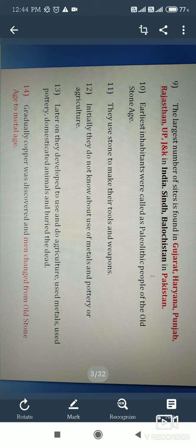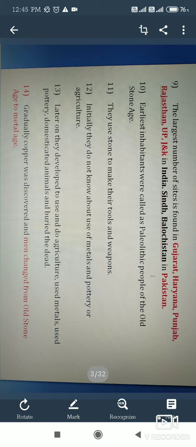Point number 13: later on they developed to do agriculture, use metals, use pottery, domesticate animals, and bury the dead. So later on they came to know how to cultivate crops, how to use metals, then pottery, then domesticated animals like buffaloes, goats, sheep and camels also. And they buried people too. When people died, they buried them along with animals, ornaments and all the metal they were using.